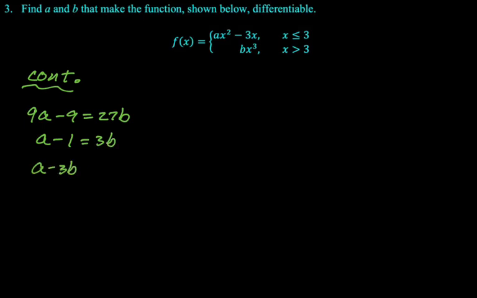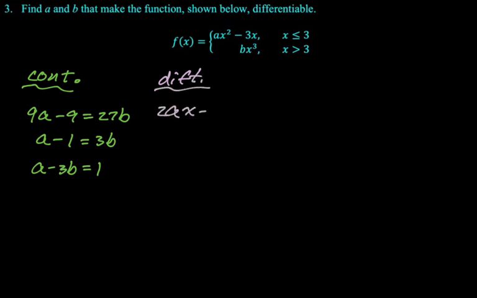So I'm going to say a minus 3b is equal to 1. Now for differentiable, I'm just going to take the derivative of both branches. So the first one, it'll be a times 2x, so 2ax minus 3. And then for the second branch, the derivative of bx cubed is 3bx squared. So I'm taking the derivative of both. And that'll make this thing differentiable.